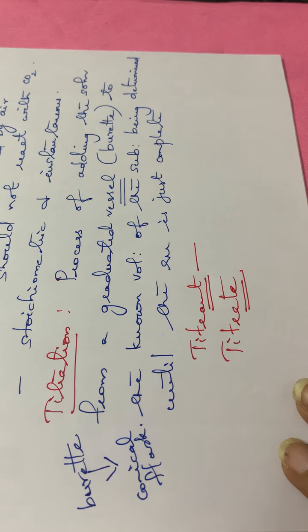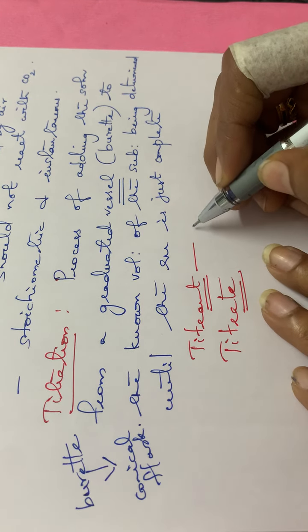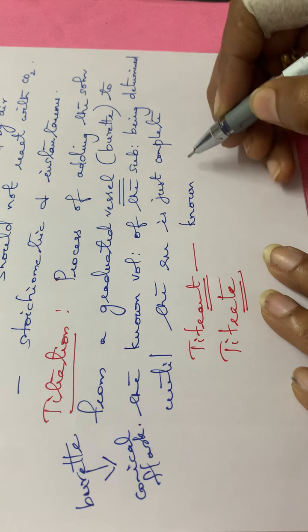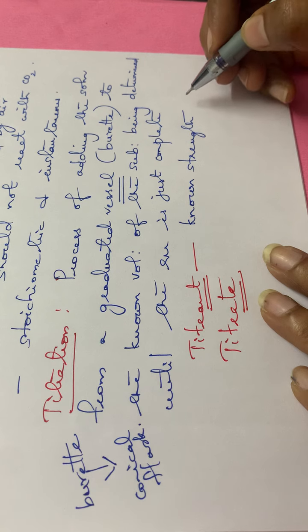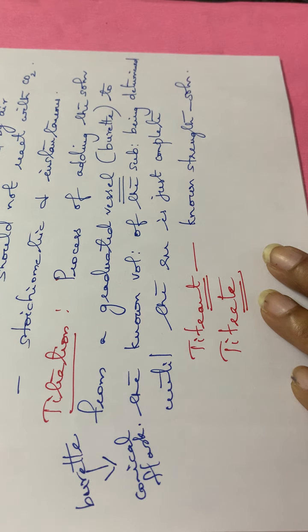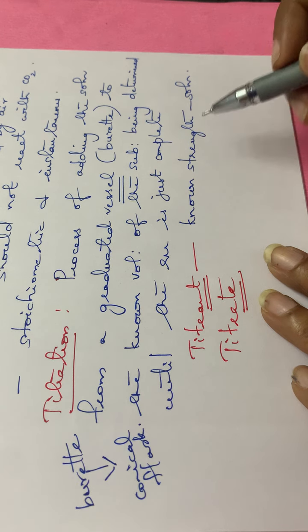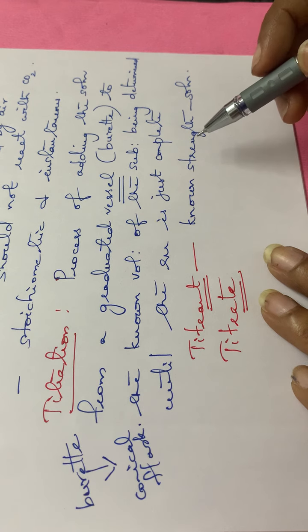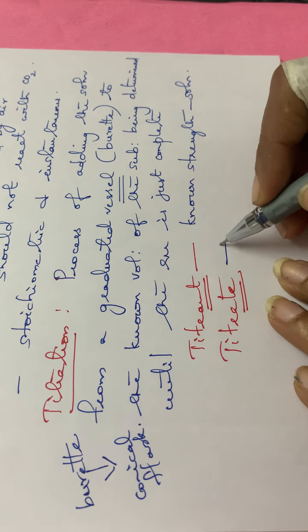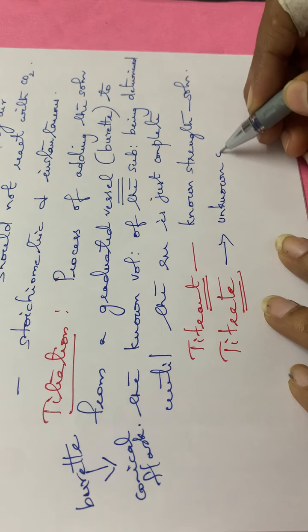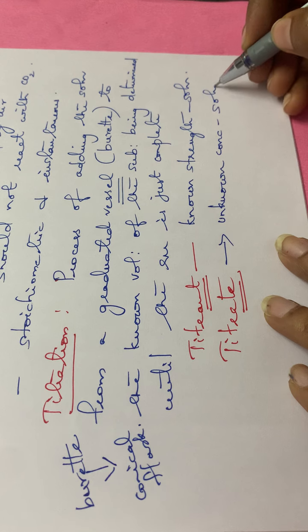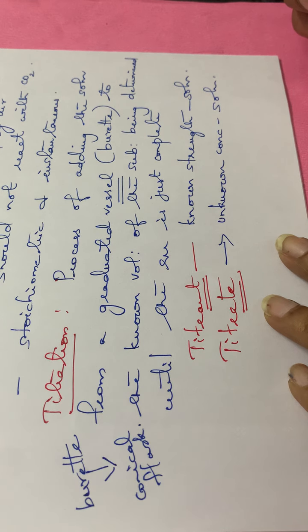Titrant means the solution of accurately known strength. That is called a titrant. That means the solution we are adding, normally from the burette, the solution of known strength, is what is called the titrant. Then titrate means the solution of unknown concentration. The solution of unknown concentration is called the titrate.